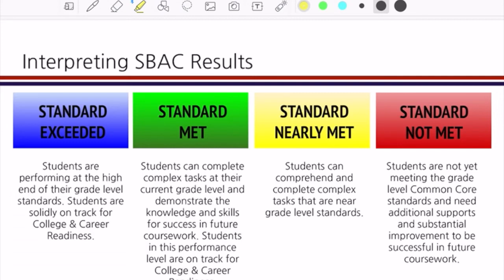Students who nearly meet the standard can comprehend and complete tasks that are near grade level standards, and then students that are not meeting the standard are not yet meeting the grade level Common Core standards and need additional supports and substantial improvement to be successful in future coursework.